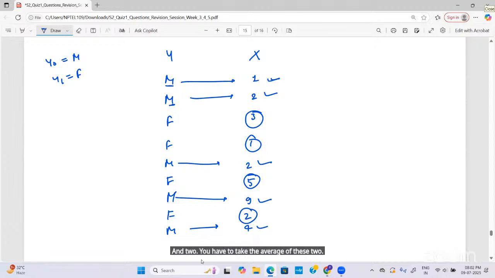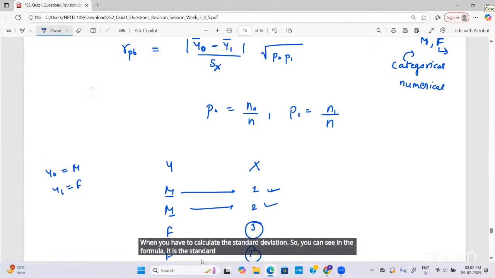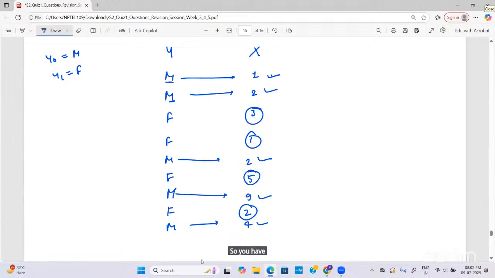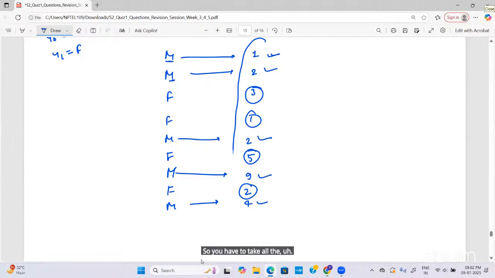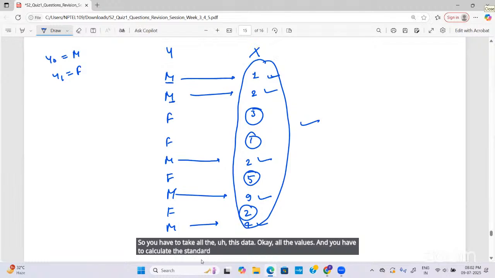When you have to calculate the standard deviation, you can see in the formula, it is the standard deviation of x. So you have to take all the data, all the values, and calculate the standard deviation of this data set.